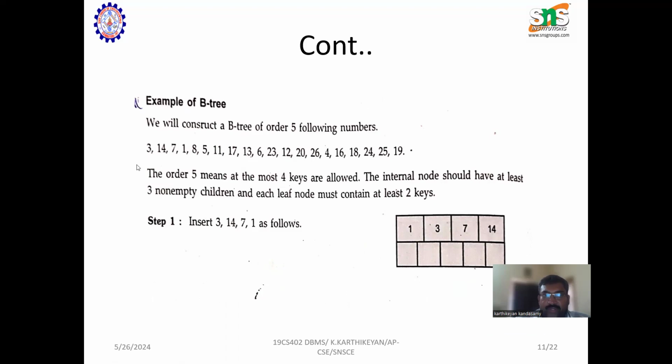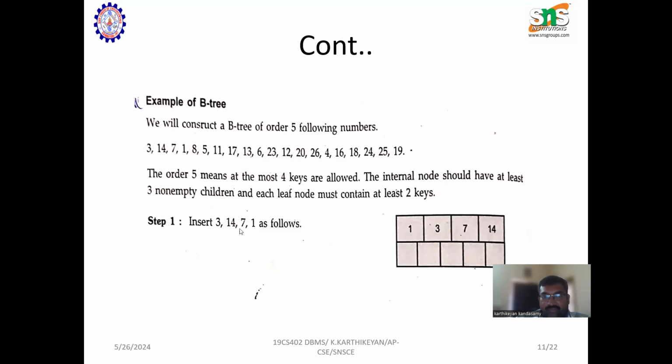For the first condition, we will consider a B tree of order 5. So 5 minus 1 is 4, and beyond that we have to split the value. So order 5 means at most 4 keys are allowed. The internal node should have at least 3 non-empty children. Each leaf node may consist of at least 2 keys.